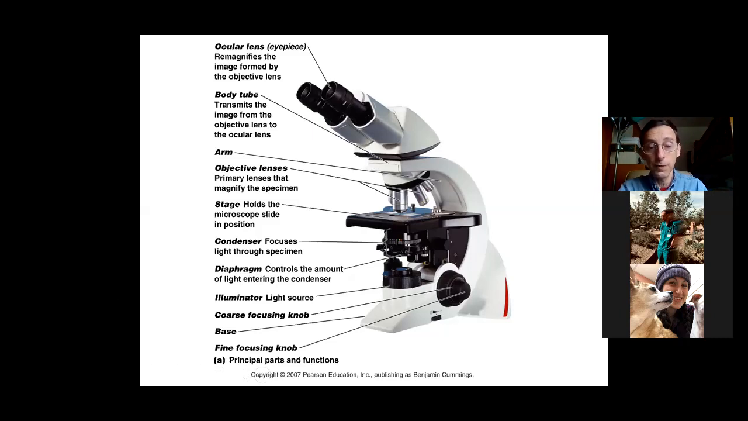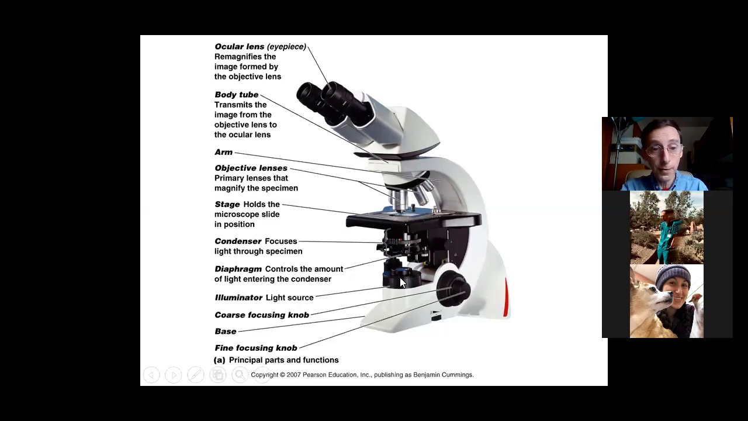So with the low objective lens, the field of view is bigger. And then with the high objective lenses, the field of view is smaller. And that gives maximum optimal illumination. Okay. So the iris diaphragm is an important part of the microscope.